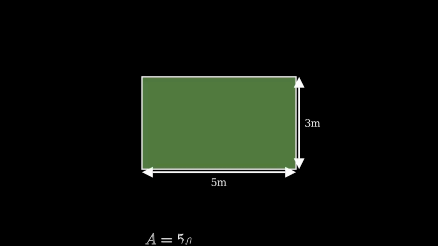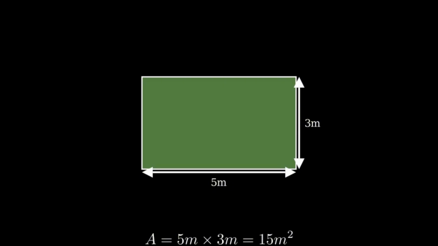To find the area of our rectangular garden, we multiply the width by the height. Think of it like counting how many 1-meter squares would fit inside our garden. So our area is 5 meters times 3 meters, which equals 15 square meters. This means we could fit 15 squares that are 1 meter on each side into our garden space.